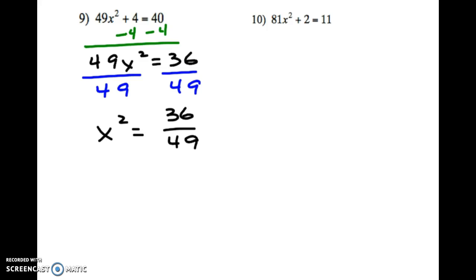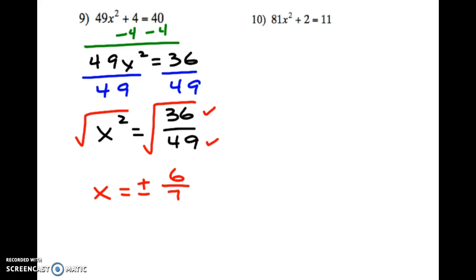To undo the square on the x, we take the square root of both sides. So the square root of x squared will give us the x. We know we've been putting in the plus or minus. Now, as far as the fraction goes, we do each part individually. So the square root of 36 should just be 6. The square root of 49 will be 7. So for number 9, the answers are both positive 6/7 and negative 6/7.